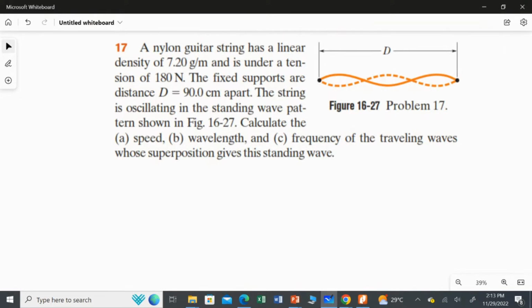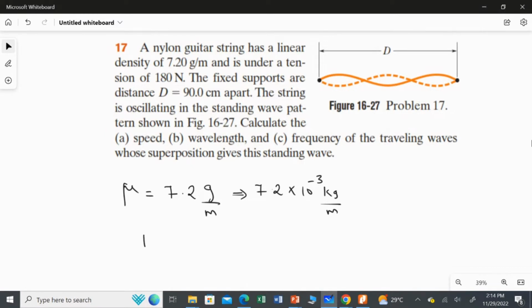So here you have a nylon string, which is used in the guitar. The linear density mu, which is equal to mass per unit length, is given for the nylon string as 7.2 gram per meter. Better I convert it into kilogram per meter, so 7.2 multiplied by 10 to the power of minus 3 kilogram per meter.